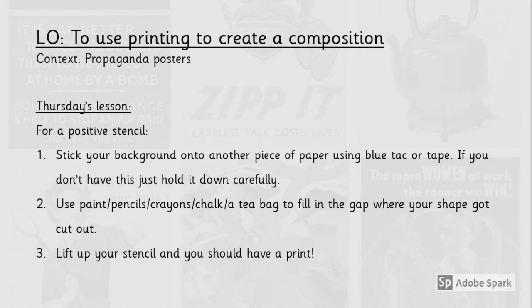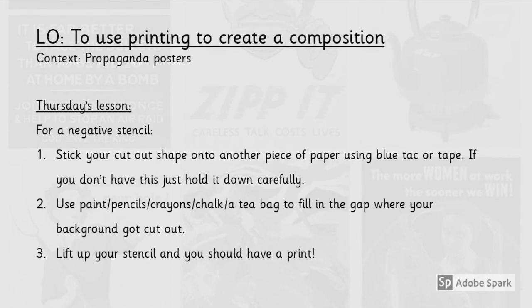So, to use a positive stencil to print, the first thing that you're going to need to do is stick your background that you cut out onto another piece of paper using blue tack or tape. Now, if you don't have this, just hold your stencil down carefully. Then you're going to need to use paint or pencils or crayons or chalk or a tea bag to fill in the gap where your shape got cut out. So you're basically going to colour in the gap where your shape was. The final thing you need to do is to lift up your stencil, lift up your background, and this should leave you with a print of where the gap was, where your shape was.